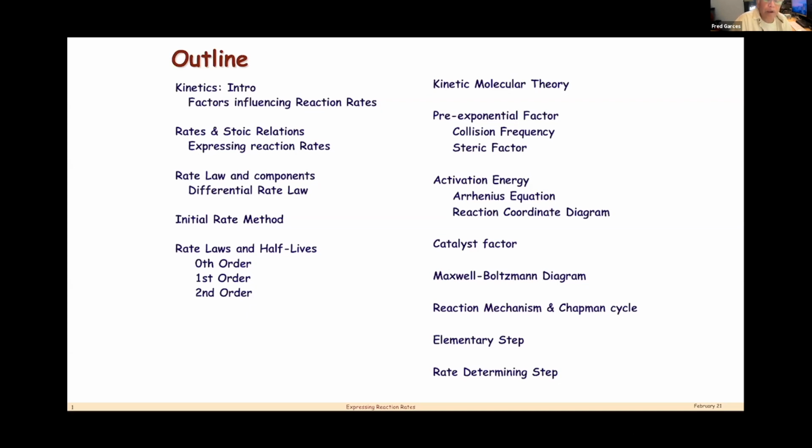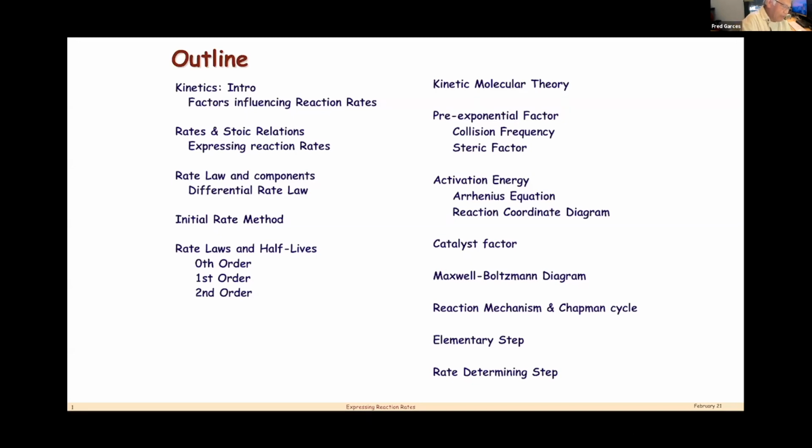on how we can calculate the rate law based on some experiments that we do. The rate law is, as you can see, very important in kinetics. Then we're going to study specific orders: 0th order, 1st order, 2nd order. The order of the reaction depends on the concentration of the chemicals that are involved in the reaction.